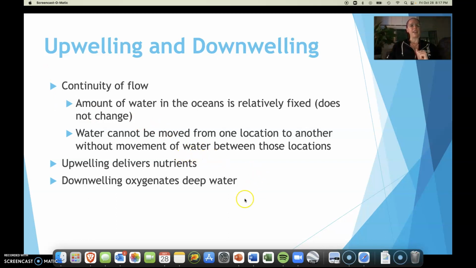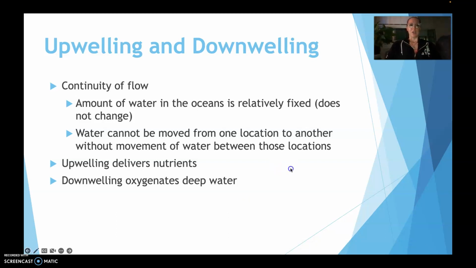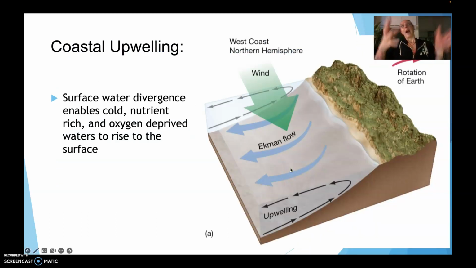So upwelling is really important because it delivers nutrients into an area, whereas downwelling is important because it delivers oxygen to the deeper oceans. The way coastal upwelling happens is basically you have this surface water divergence, which enables this cold, nutrient-rich, and oxygen-deprived water to rise to the surface.